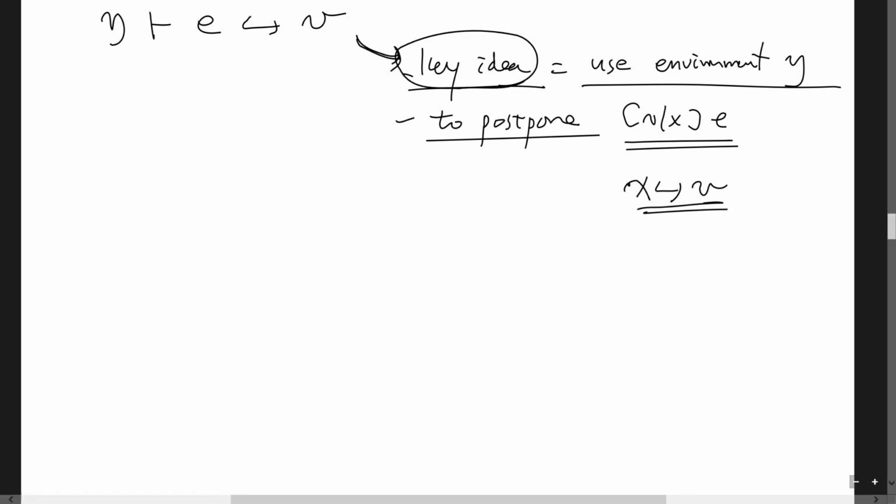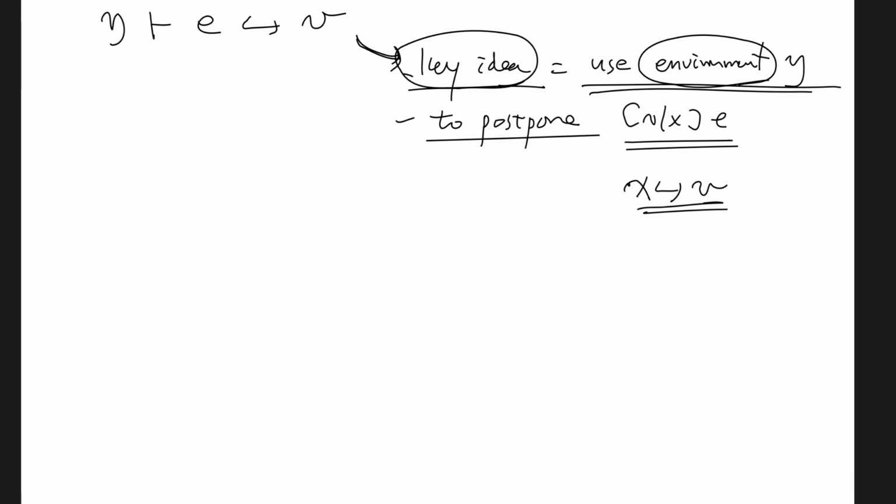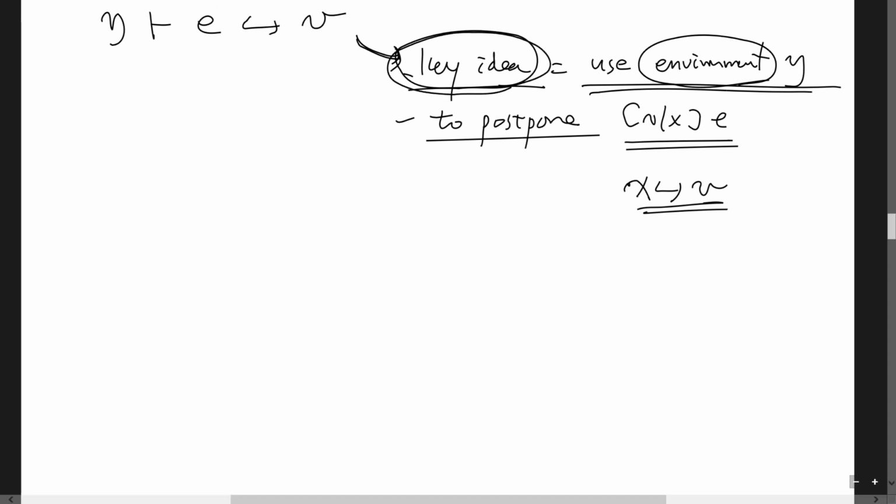So it's one step closer to a realistic implementation of the operational semantics, where we don't actually perform substitution in a naive way. Instead, we manipulate this environment for efficient implementation of the substitution operation. So that's the key idea.